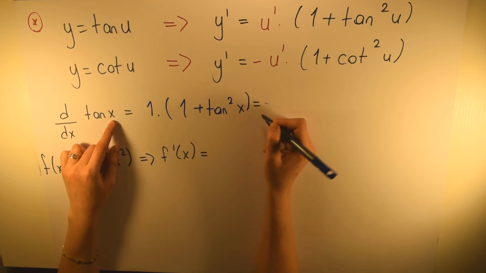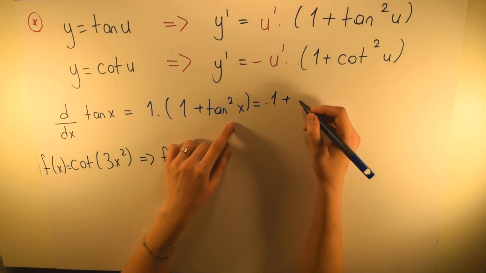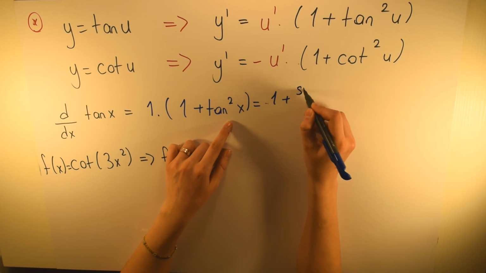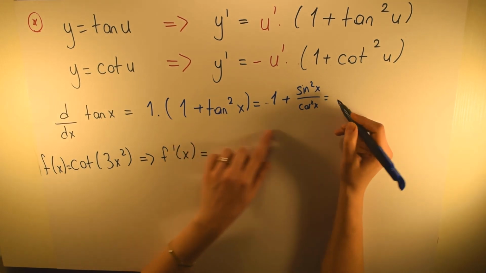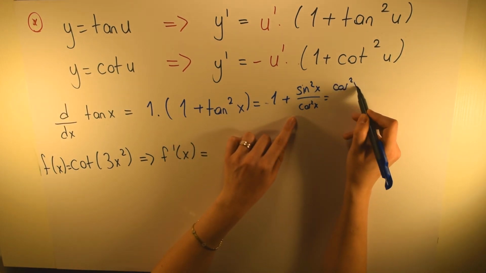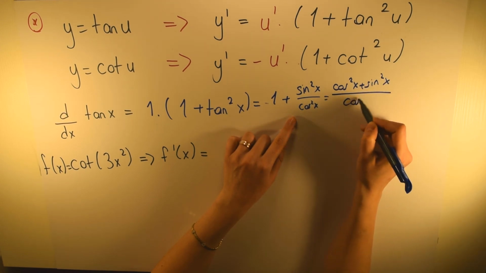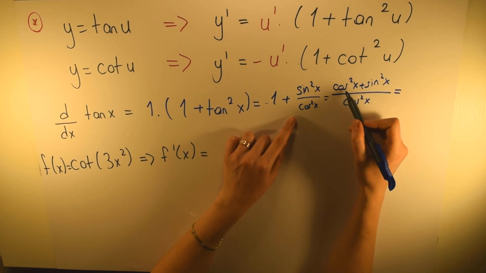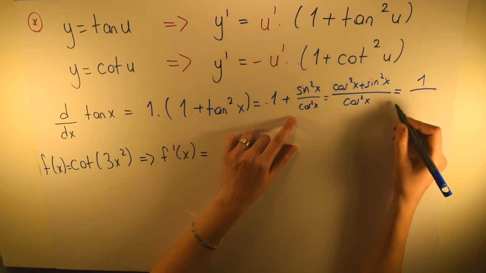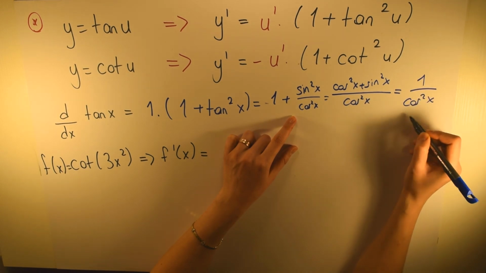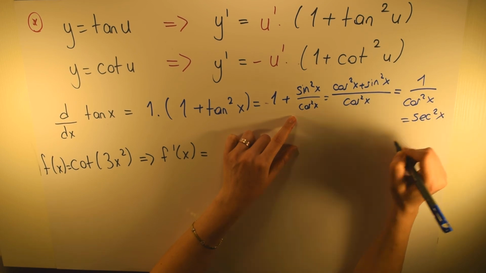This is also equal to 1 plus, instead of tangent, I can write sine over cosine, right? So this would be sine square x over cosine square x. From here, this is cosine square x plus sine square x over cosine square x. I know that cosine square x plus sine square x is equal to 1. So this is equal to 1 over cosine square x, which is also equal to secant square x, right?